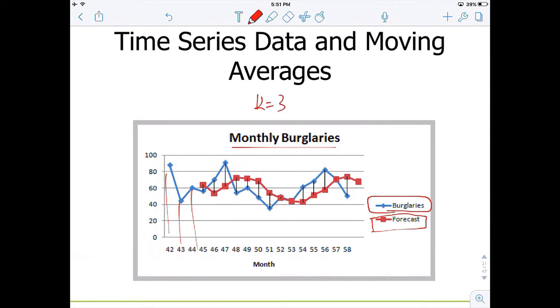We start having a forecast for the months larger than 44, starting at month 45. As you can see, moving average lacks the trend, right? If there's a trend in this blue line, it keeps becoming late in capturing those trends. Okay, that's one of the facts in the moving average method.